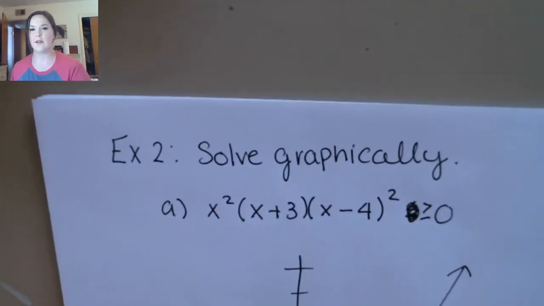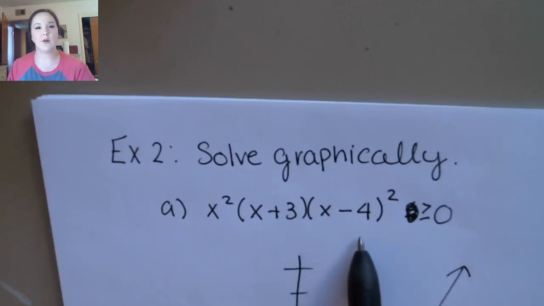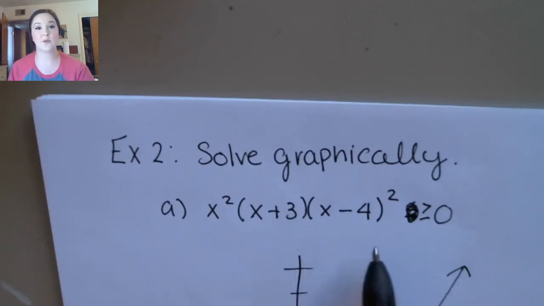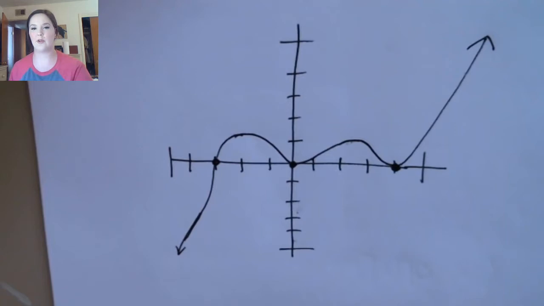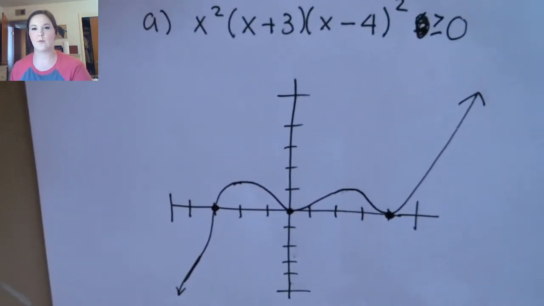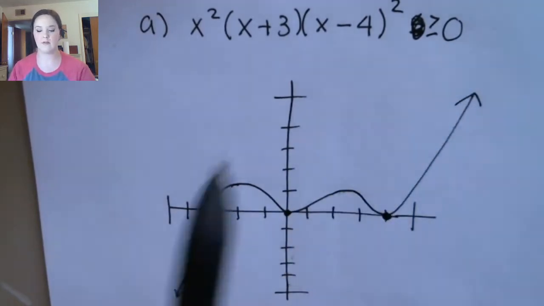Now, this is still a polynomial, and you would do all of the things to graph this that we talked about. You would look at the end behavior, you would look at the x-intercepts, the roots and their multiplicity. And after you do that, you should end up with this graph. So we want to know, where is this graph greater than or equal to 0?